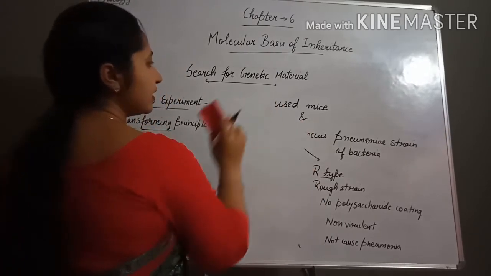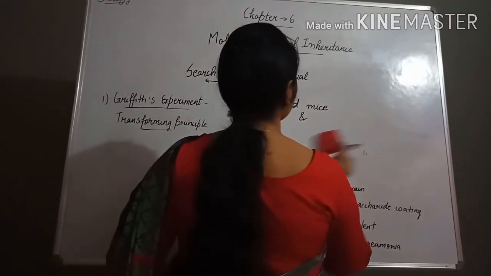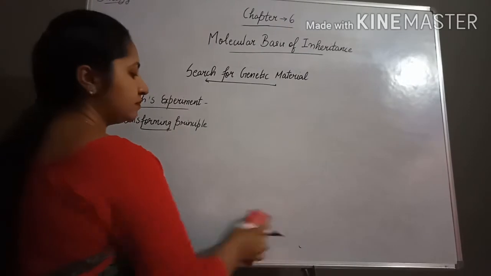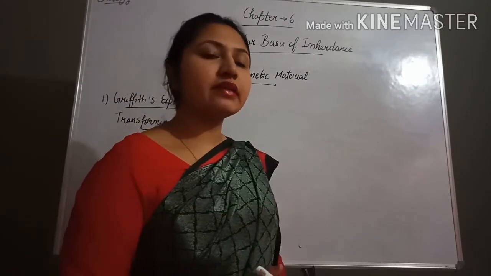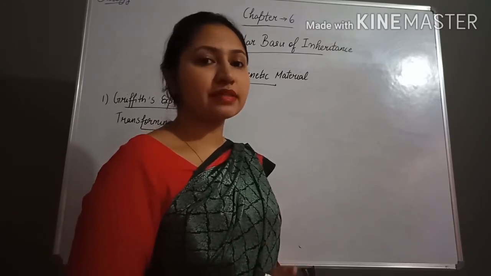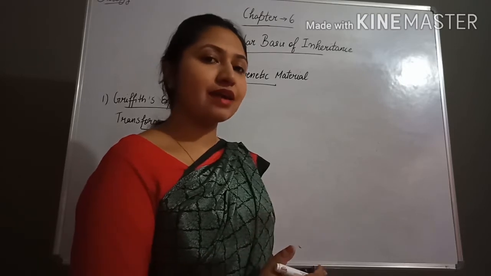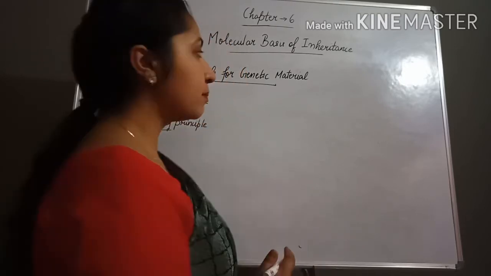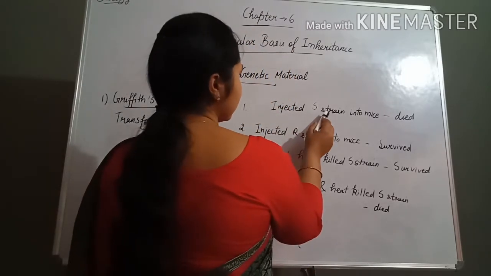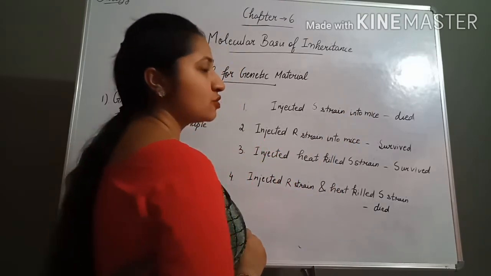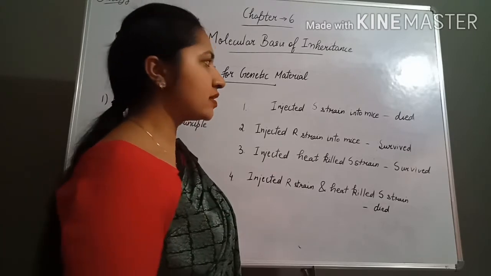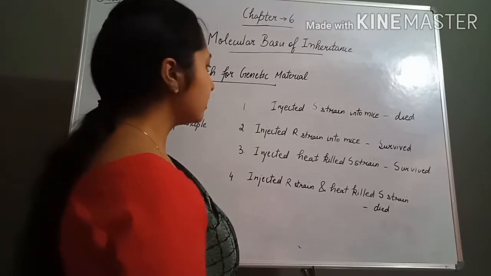Now the second thing is that he used mice also. And why did he use mice? What he did was inject the R strain and the S strain into the mice. So when he injected the S strain into the mice, what will happen? As the S strain is the virulent strain, the mice will die.